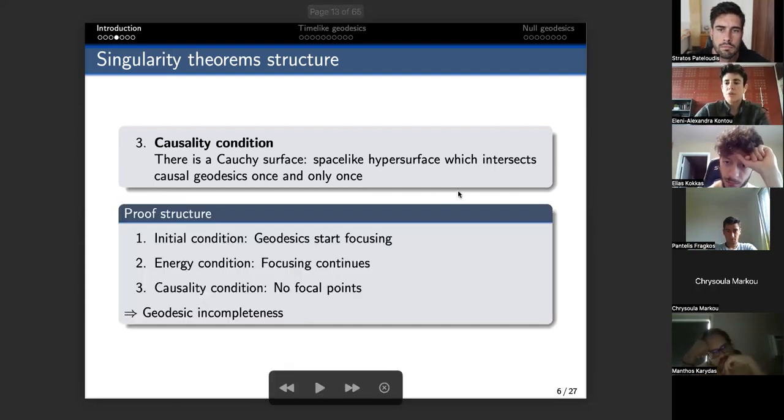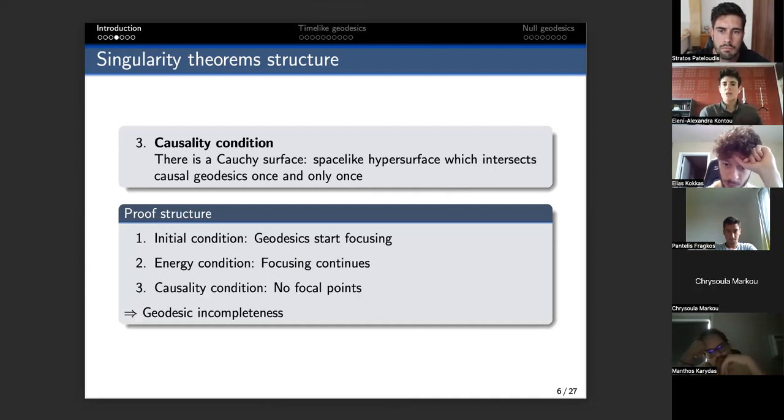So I'm not going to present a proof of a singularity theorem, but just to give you an idea of how they work, we can think about having a congruence of geodesics, and the initial condition, the trapped surface or the negative expansion, means that the geodesics start focusing. The energy condition guarantees that the focusing continues, that there's not any kind of matter that allows the geodesic to defocus. And third, the causality condition is telling you that there are no focal points.